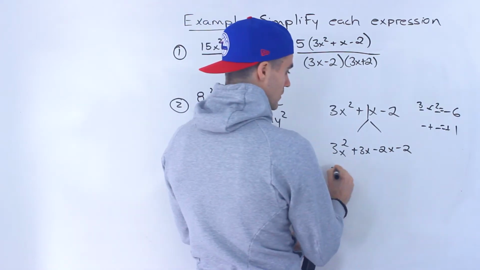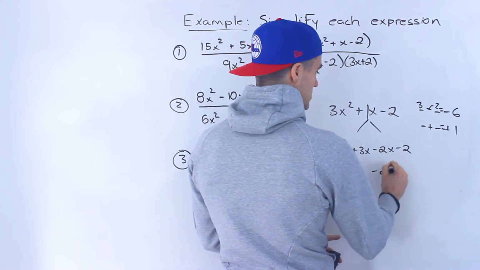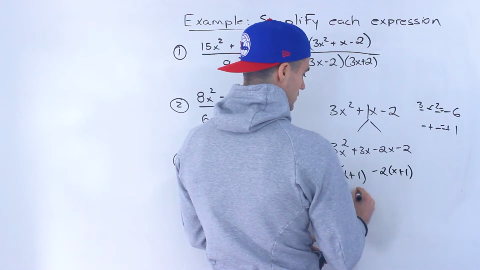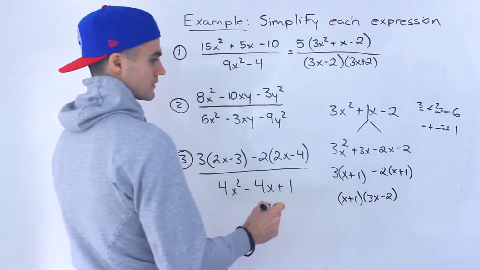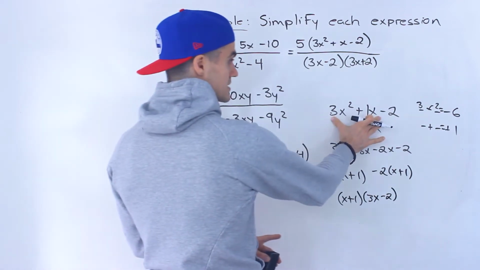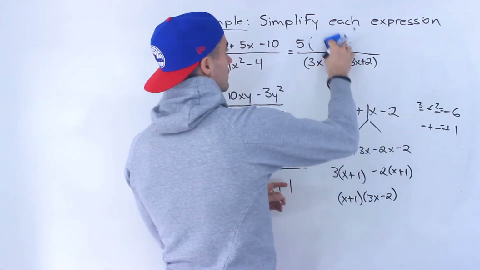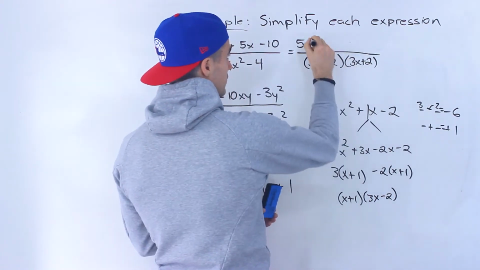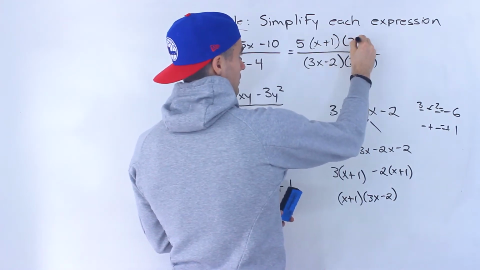So we could take out a 3x here, and then over here we could take out a minus 2. And then we could take out an x plus 1, so we'd have 3x minus 2, like that. So this turns into that. So I'm going to take this bracket and rewrite it just to save room. This could be like your next line, like that.